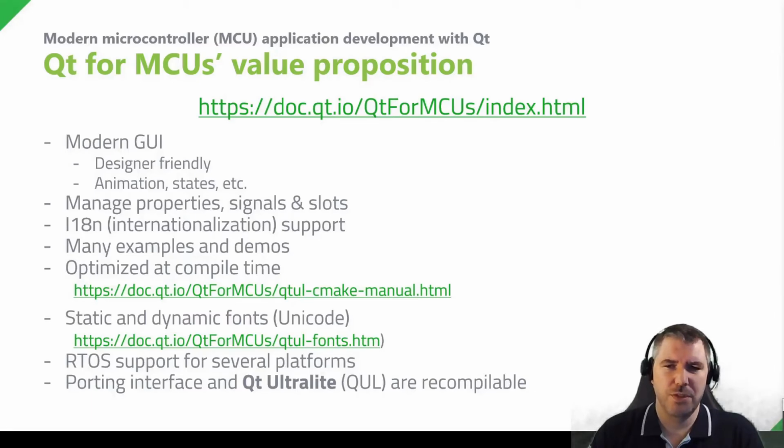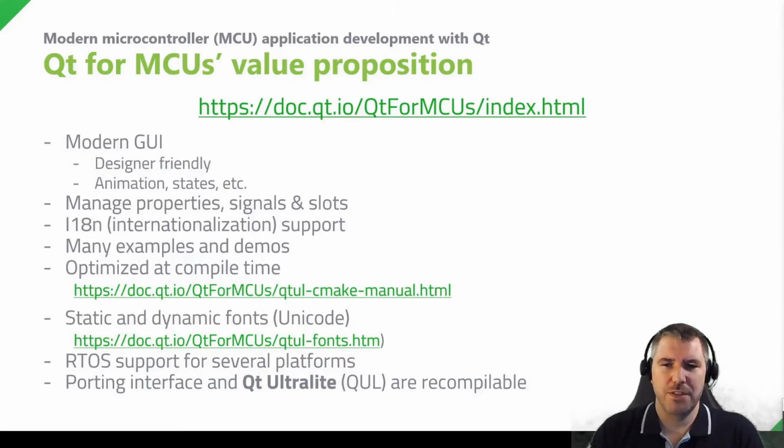Qt for MCU also comes with dynamic and static font engines and Unicode engines. The dynamic font engine uses the Monotype Spark engine to render the pre-computed TrueType fonts, whilst the static font engine grabs the glyphs needed for your application from your code. Qt for MCU also brings RTOS support for several platforms, which is not shown in this presentation.